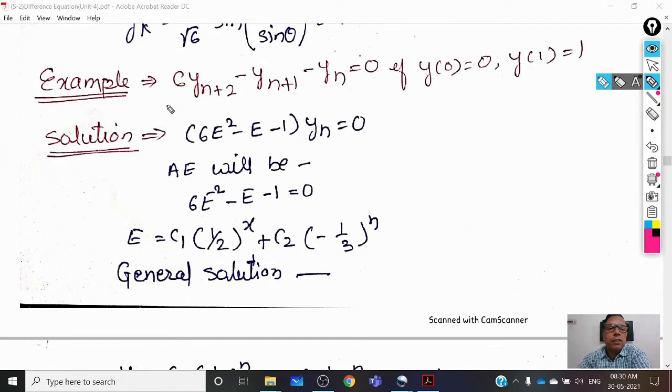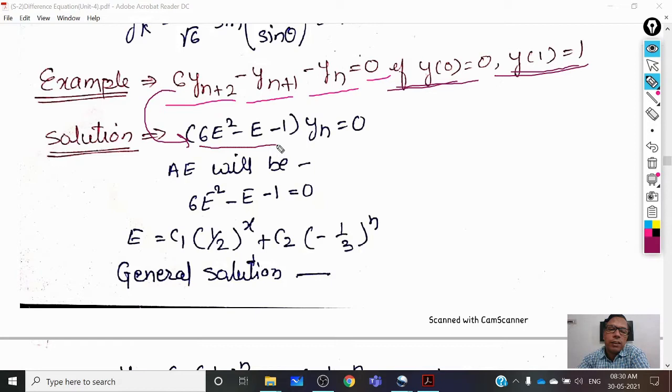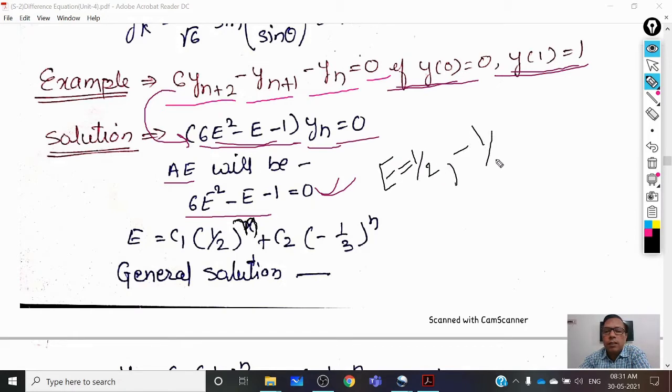solve the difference equation 6y(n+2) minus y(n+1) minus y(n) equal to 0 with boundary conditions y0 equal to 0 and y1 equal to 1. So the given equation can be written as (6E square minus E minus 1) y_n equal to 0, and A will be 6E square minus E minus 1 equal to 0. On solving this equation, we have E equal to 1 by 2 and minus 1 by 3.